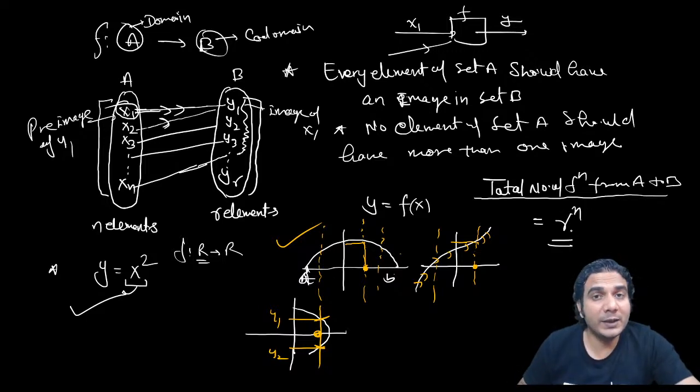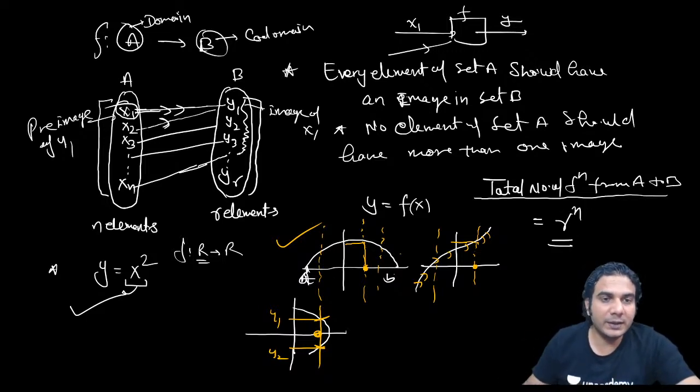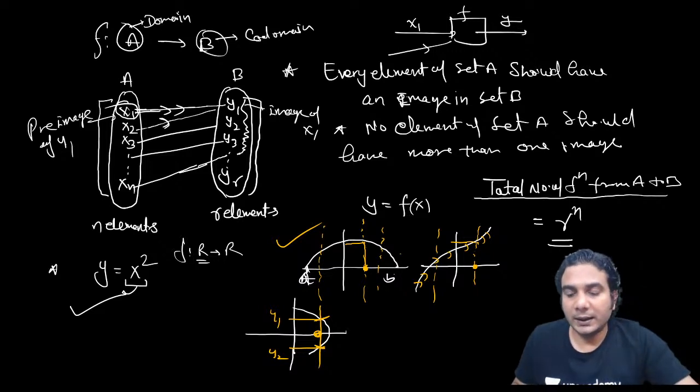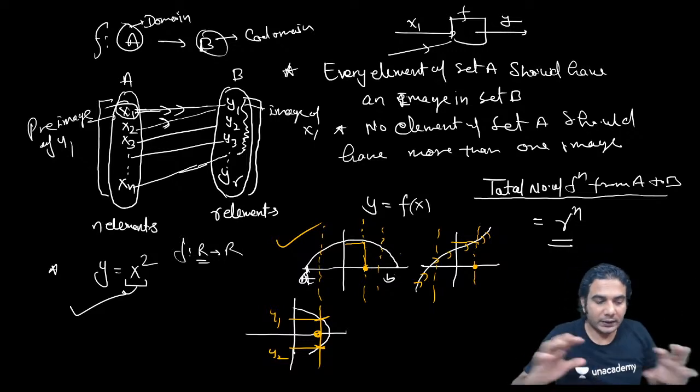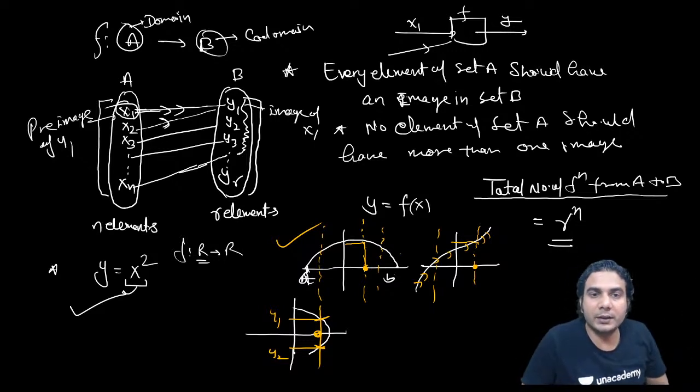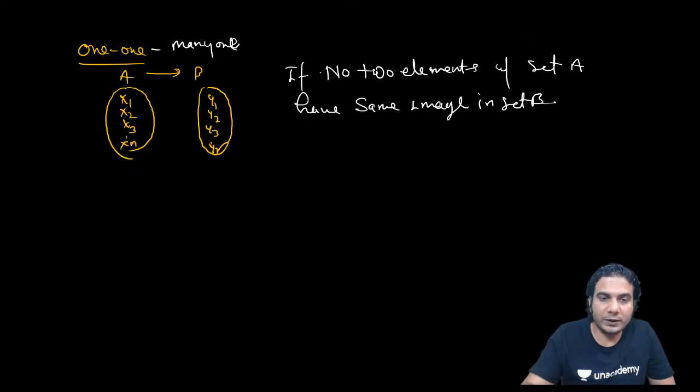r is the number of elements in the codomain and n is the number of elements in the domain. Then r raised to n types of mappings you can form. r raised to n distinct mappings. That means you can form r raised to n different functions. So these are the total number of mappings of a function from A to B. So this was the formula you need to remember.